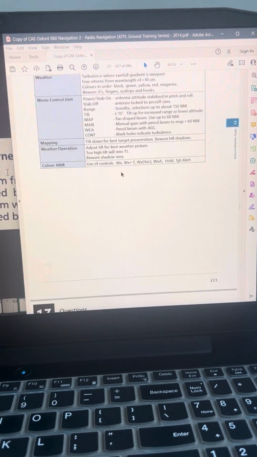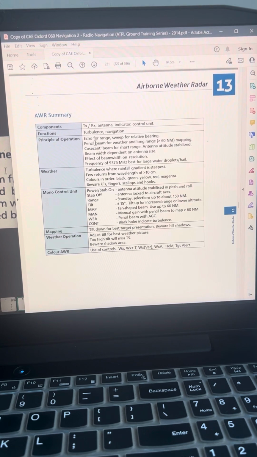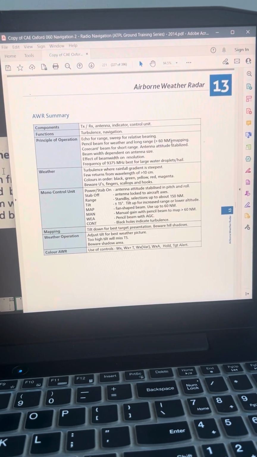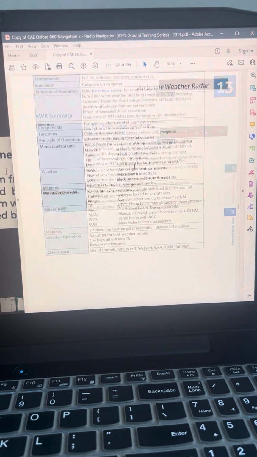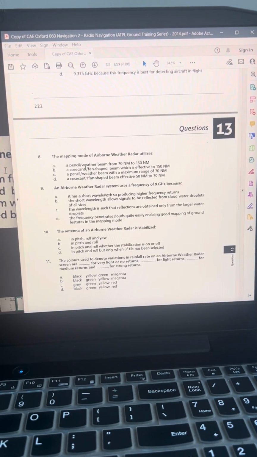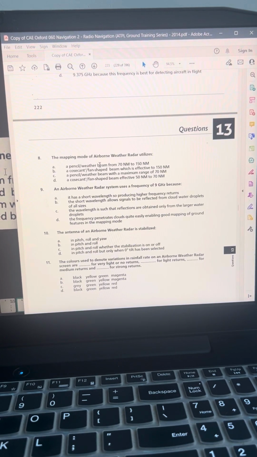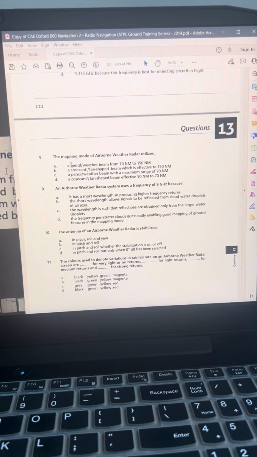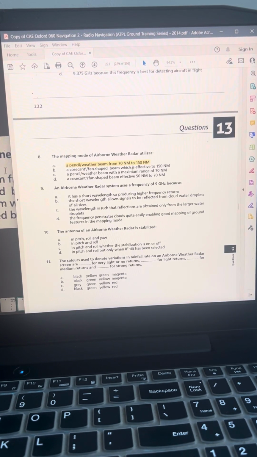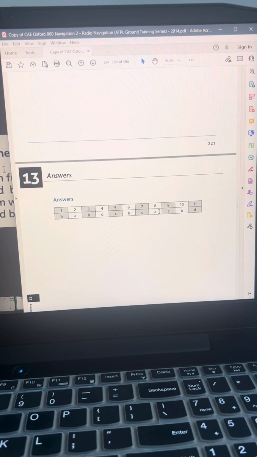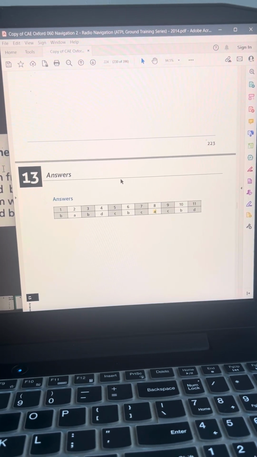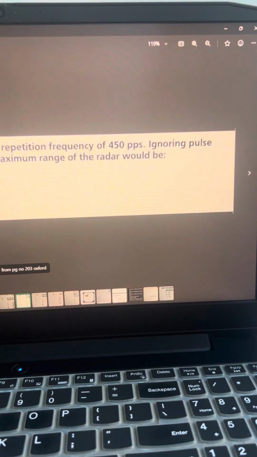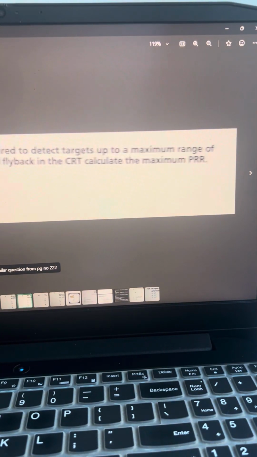So with the examples, we have 50 to 150, and we also have weather beam. Why weather? Because the keyword here is pencil beam for weather and long range in mapping mode, where the range is more than 60 nautical miles. So I think option A is correct. Pencil beam for weather, where range is above 60, which is this answer. Option A matches. Simple reference.